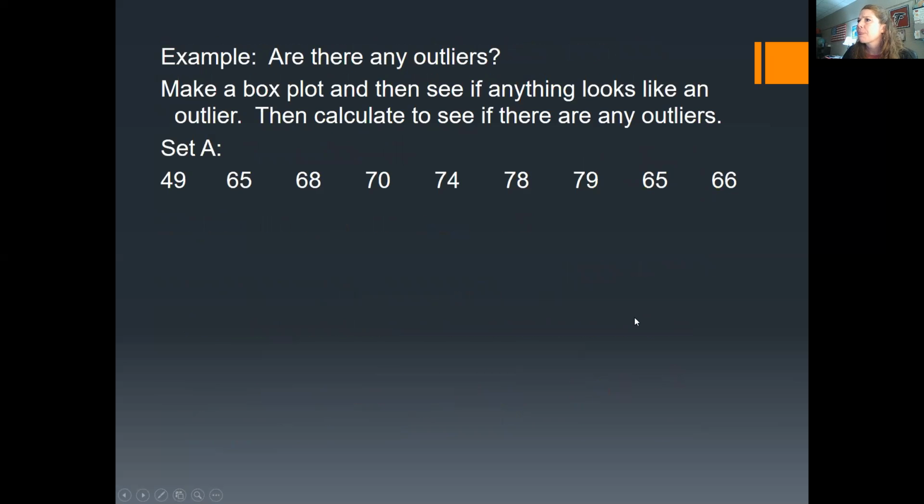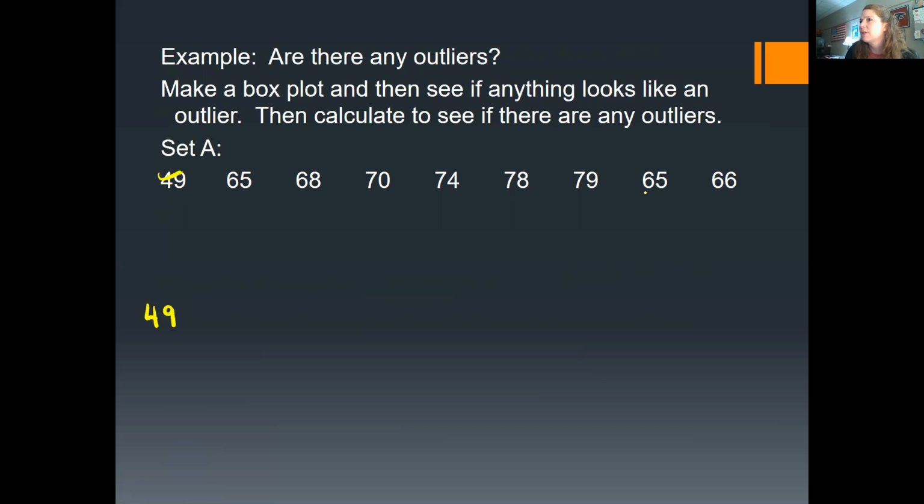All right, so we're going to try this one. Are there any outliers? We're going to make a box and whisker plot to see if there looks like there's one, and then we're going to calculate to see for sure if we get one or not. Okay, so we're going to put these in numerical order first. All right, so our smallest number is 49.